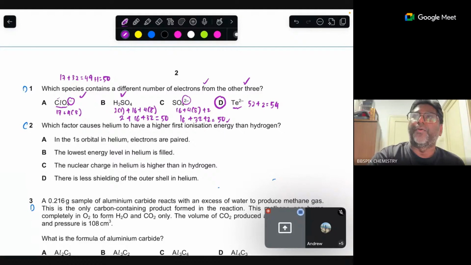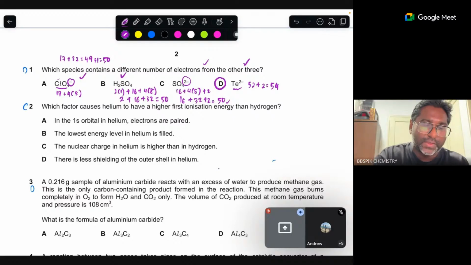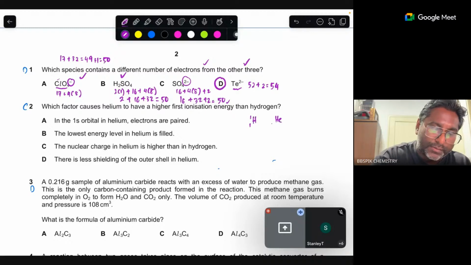Now, let's go for the next question. Which factor causes helium to have a higher first ionization energy than hydrogen? Hydrogen is 1, 1, helium is 2, 4. So we look into the proton numbers. Whether they are paired and so on doesn't matter. The important thing is the proton number. The more nuclear charge, the more protons, the more attraction towards the electron. So you can see the nuclear charge of helium is higher compared to hydrogen, and that will be the answer.